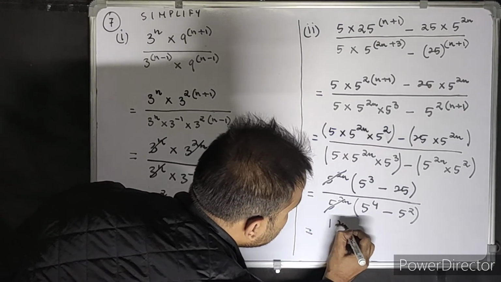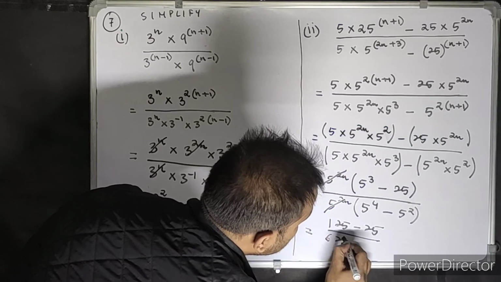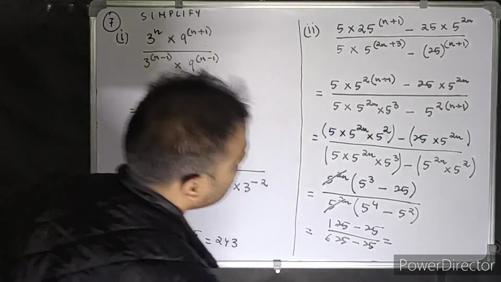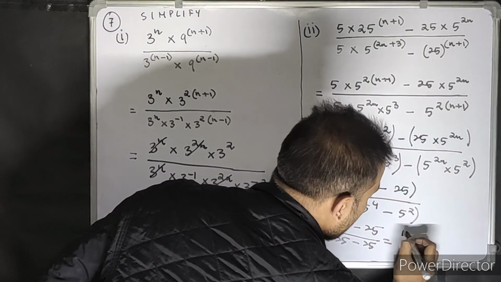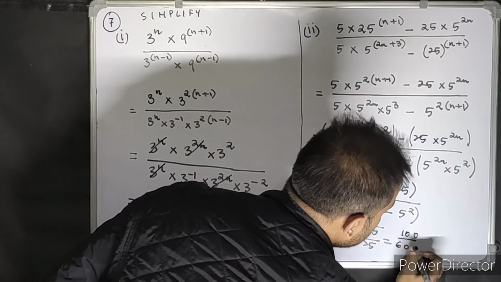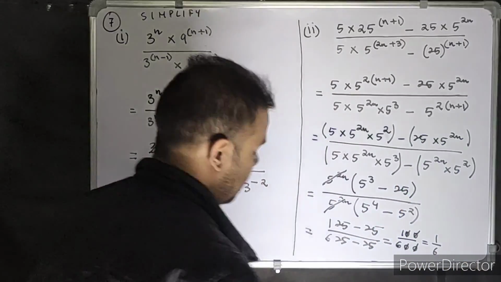Over there, that's 125 minus 25, and this I already know, 625 minus 25, I remember 5 to the power 4. So this is 100 divided by 600. Cancel, cancel. The answer is 1 by 6.